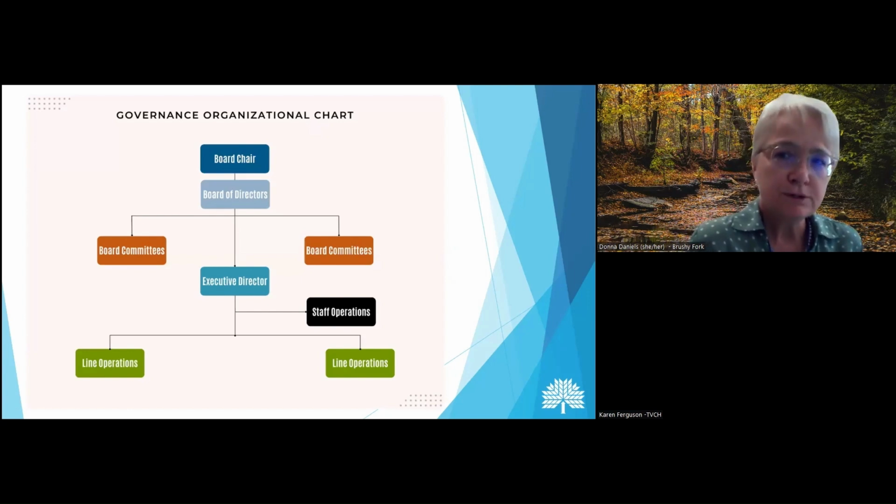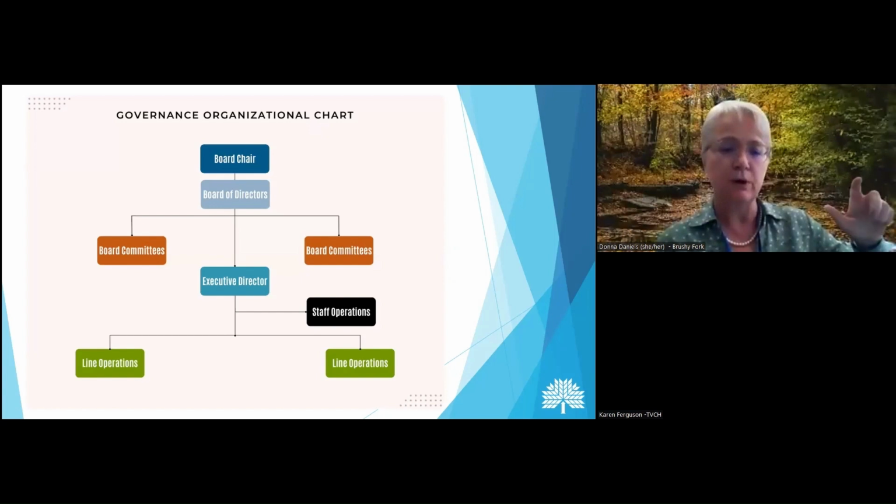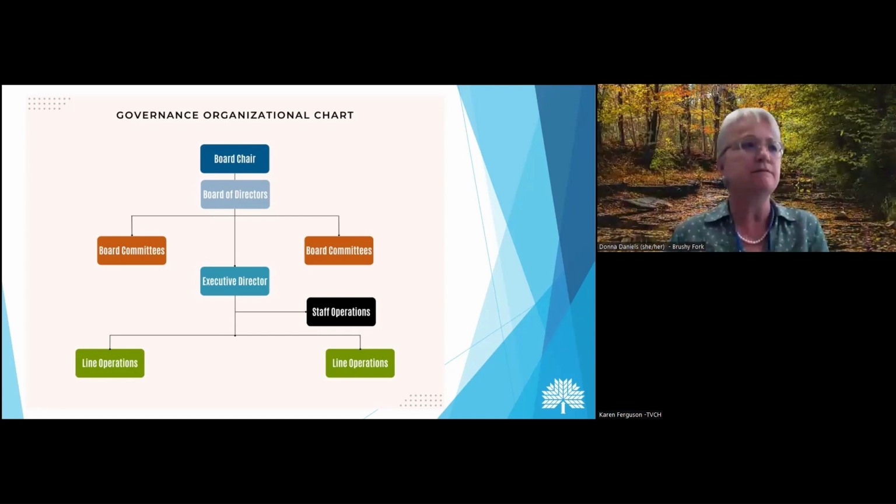So if we think about how boards are really organized and how decision-making and communication flow here. Colby touched on this a little bit earlier: the board chair and the executive director are really the ones who are working together, and communications from the board to the executive director should probably come through the board chair in most cases. If there's a special committee that's assigned to work with the executive director, that would be different. But even those board committees are reporting up to the board of directors, which then reports up to the board chair.